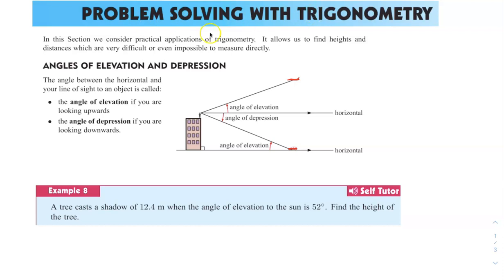Problem solving with trigonometry. In this section, we'll consider practical applications of trigonometry. This allows us to find heights and distances which are very difficult or even impossible to measure correctly. So the first key thing we've got to know is the angle of elevation and angle of depression.